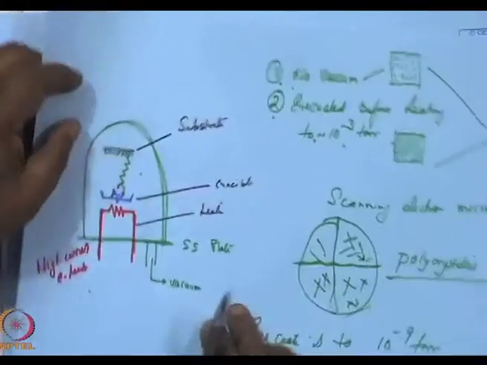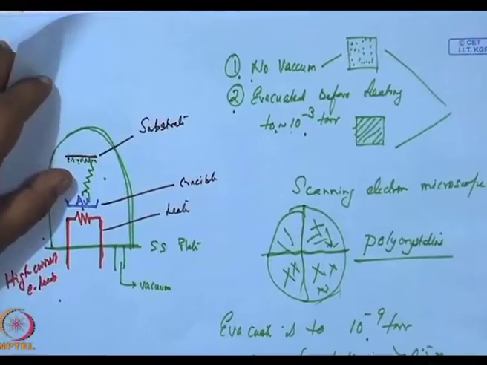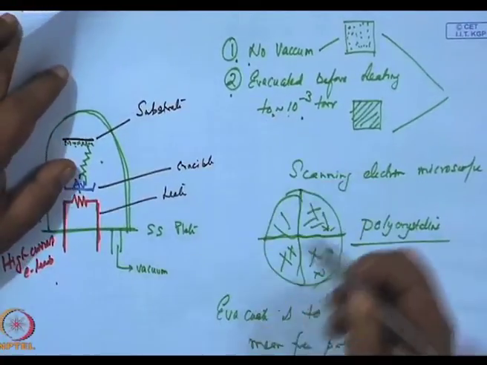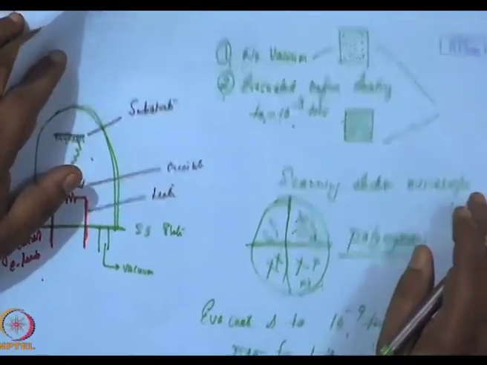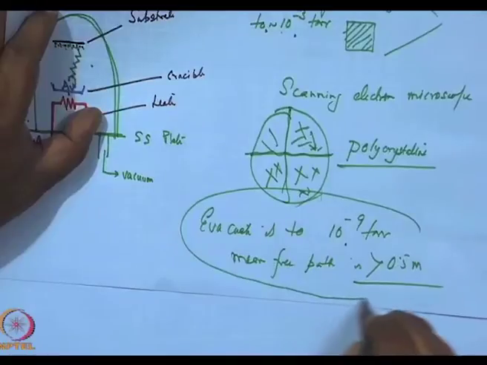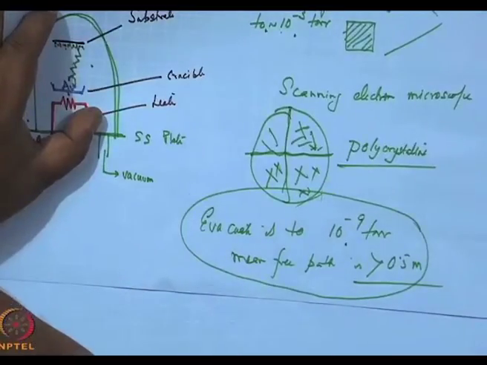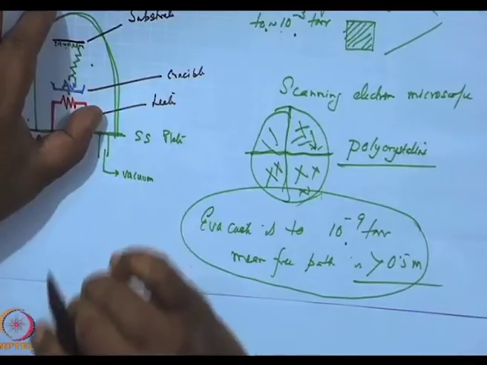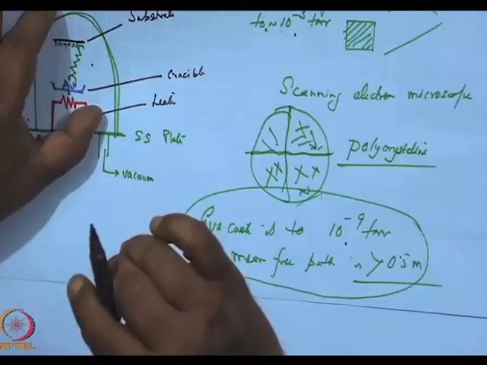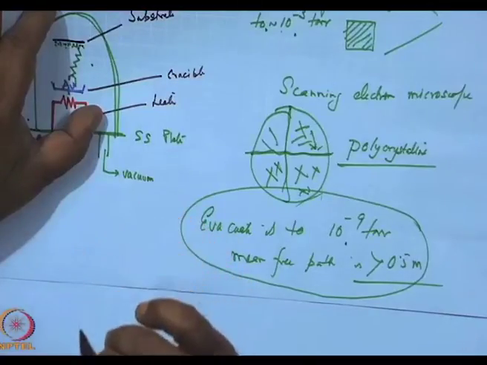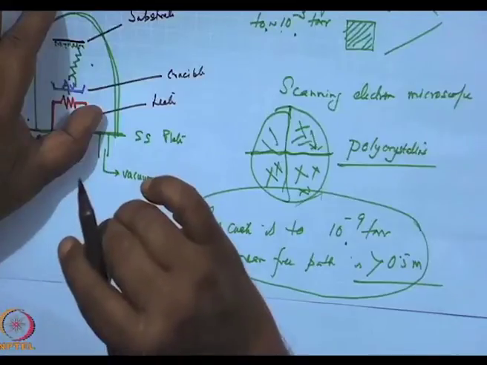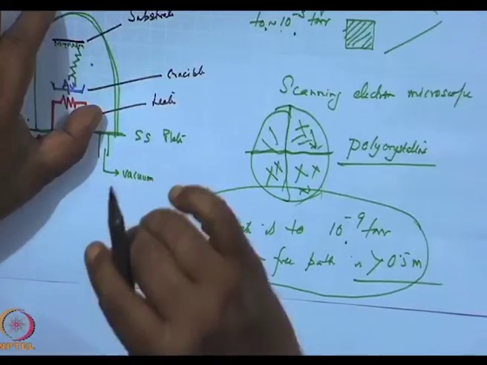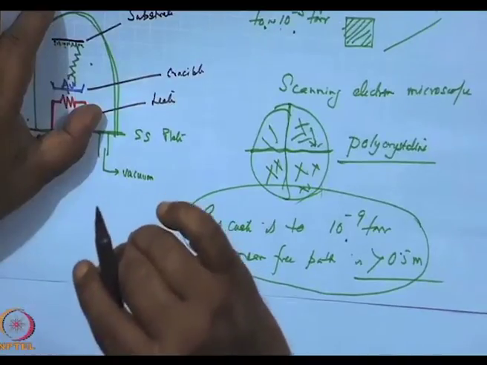So, if we require high quality growth, which is epitaxial, as demanded by the semiconductor industry, we have to work at 10 to the power of minus 9 torr or so to make sure that the vapors do not collide with the air molecules. Because even at 10 to the power of minus 9 torr, even though it is 10 to the power of minus 12th of an atmosphere, air is there and the slightest collision will cause loss of momentum.